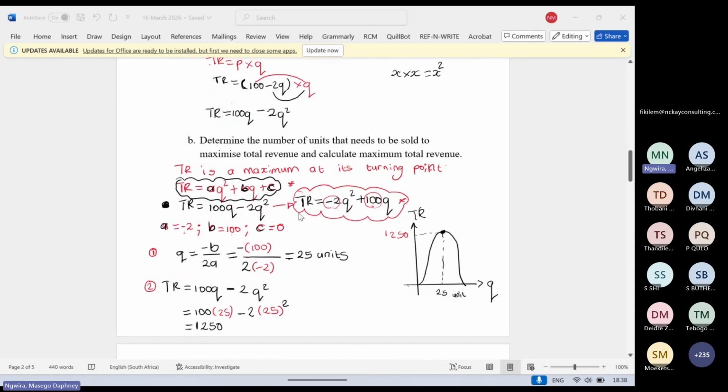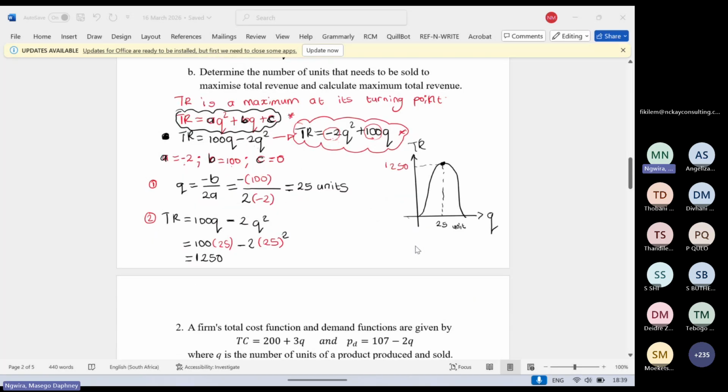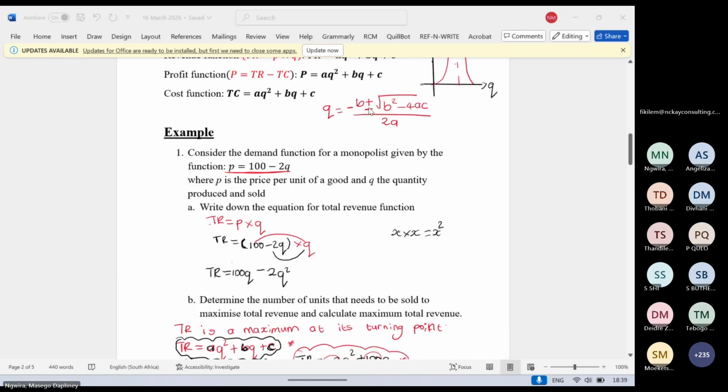At this one, they just wanted the number of units that needs to be sold at the maximum total revenue. But then you'll see when coming to break-even point, you're not going to have a choice of using this one, but this one. You'll see it when we do it.